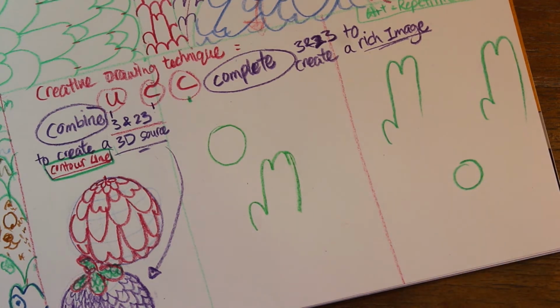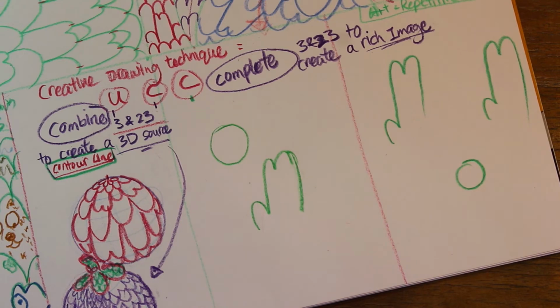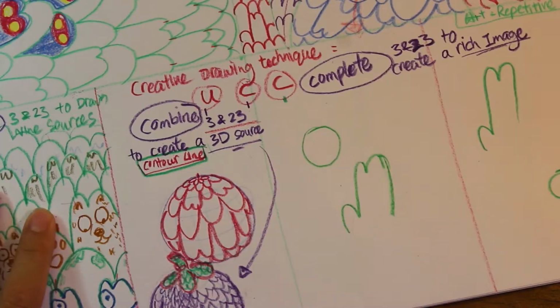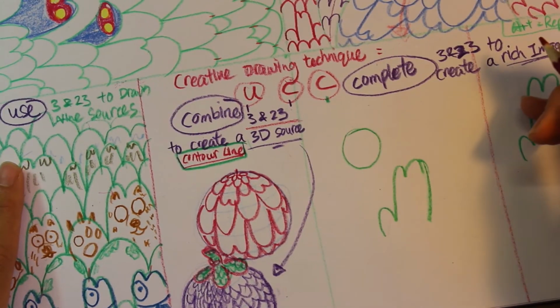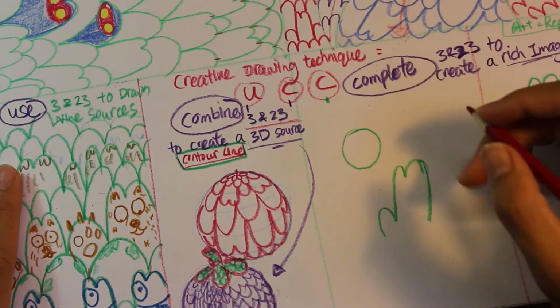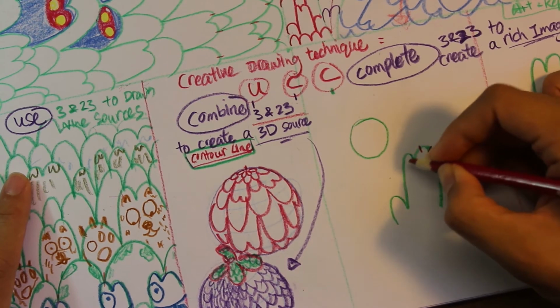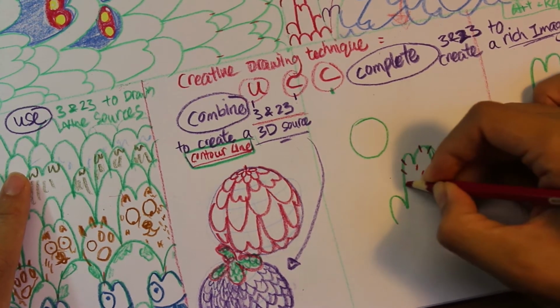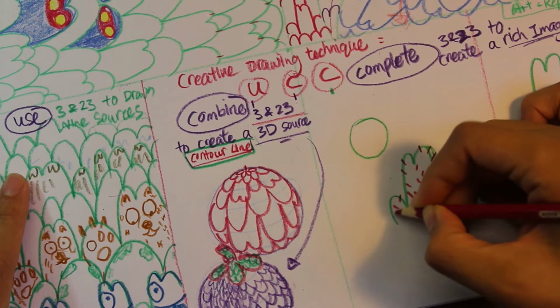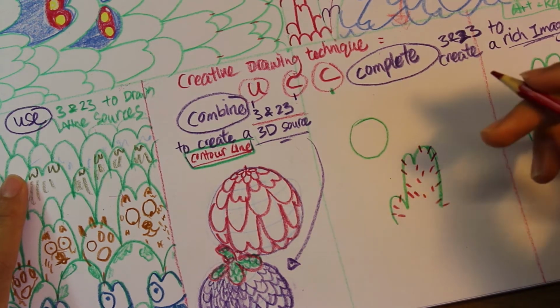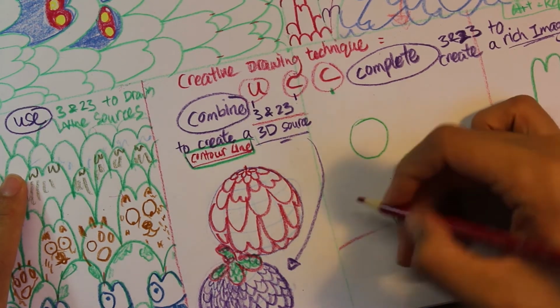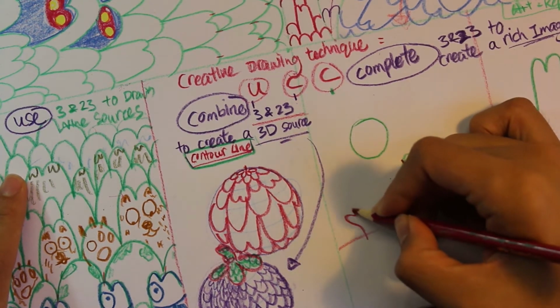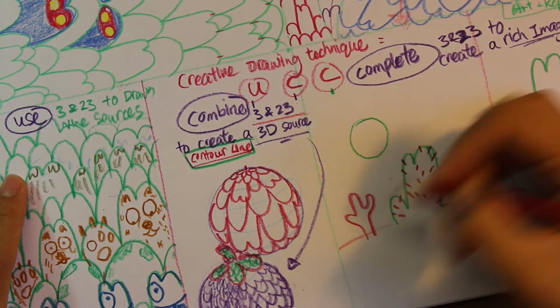For instance, what we can do here. I have an idea about this one. Let's start with this one first. I think we can change this to. Any idea about this? Yes. I want to make it into a cactus. Yeah. Let's see. I think I can add this.